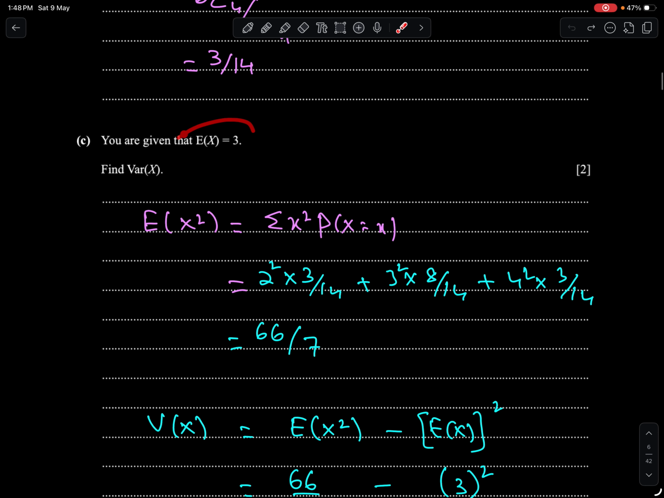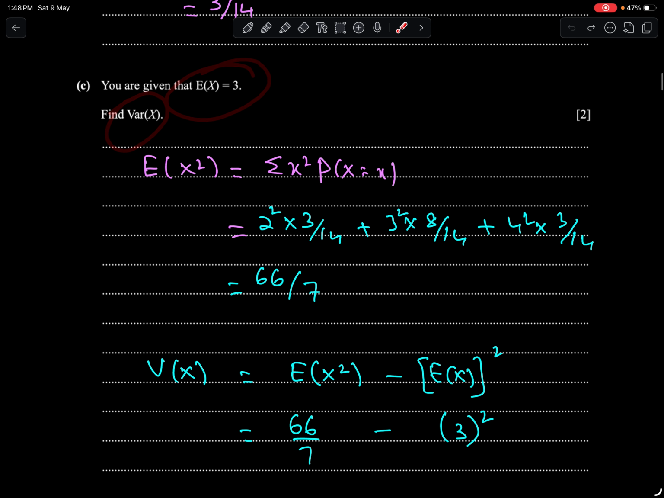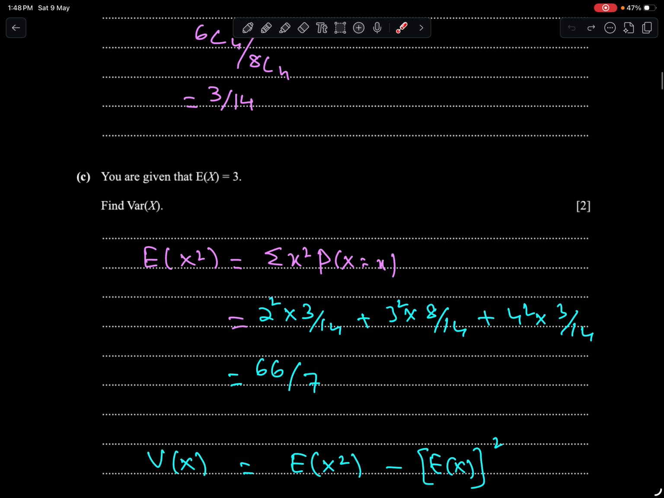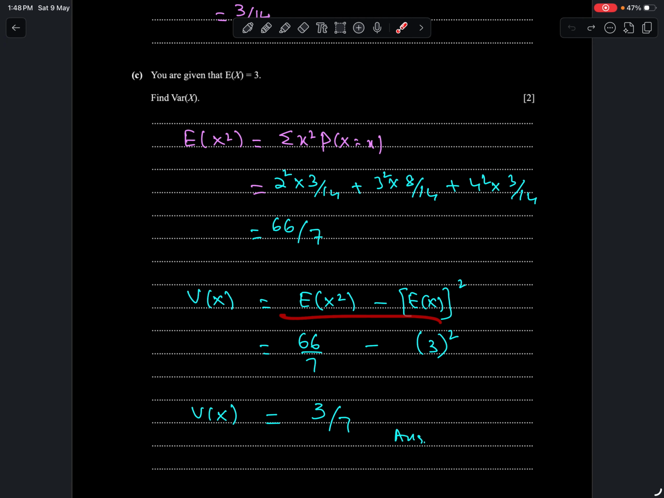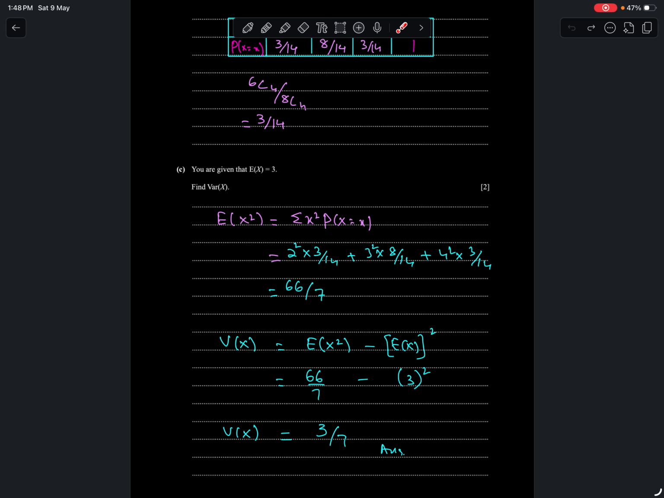Now given that mean is 3, find variance. So first get E(X squared). For E(X squared), write sigma x squared P(x). So how would you do this? X squared means square of this, 2 squared times its probability. Then 3 squared times its probability. Then 4 squared times its probability. This is E(X squared). This is the formula of variance, and that's the variance. Please check the solution.